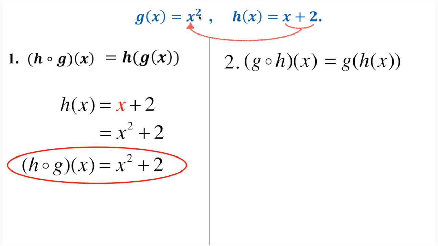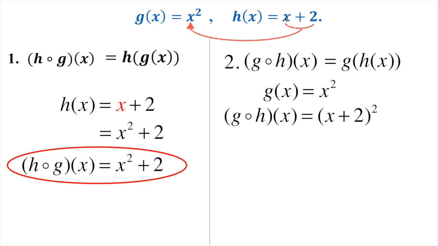This squared stays there. So we've got our g of x is x squared. So I'm going to take this amount here and plug it right in here for just this x. So if I plug it in there, my h of x was x plus 2. Since h came second, I'm going to plug that whole quantity right here in for x. Now I just have to simplify it.